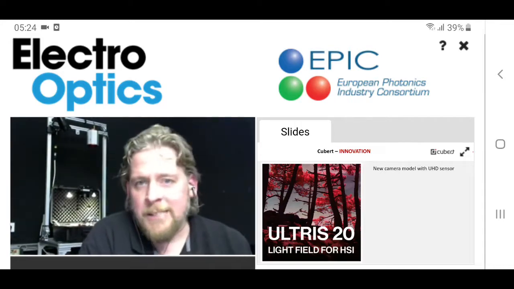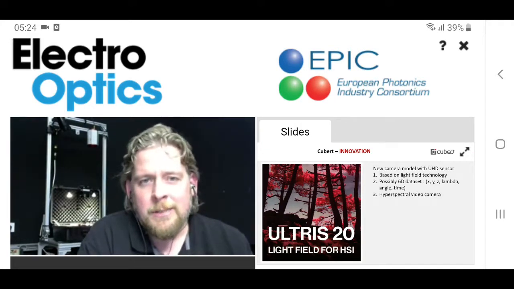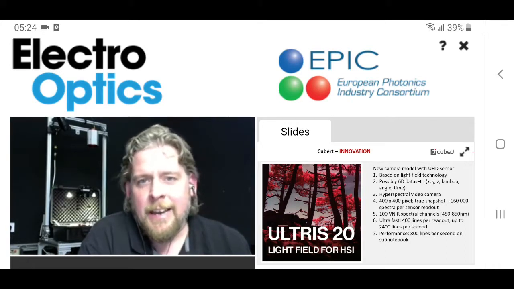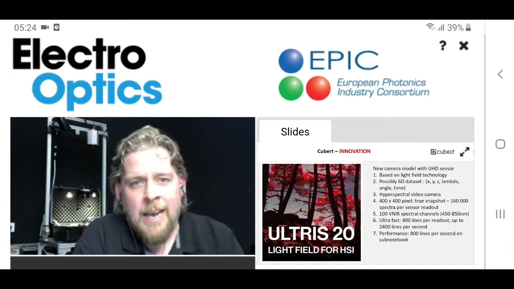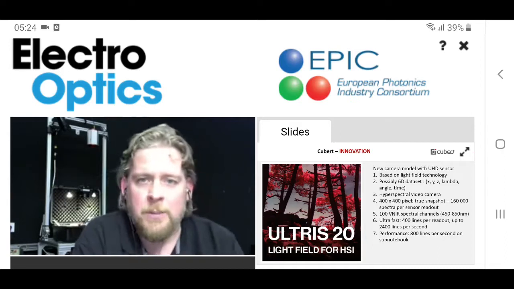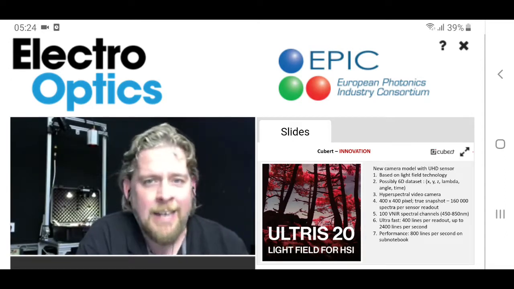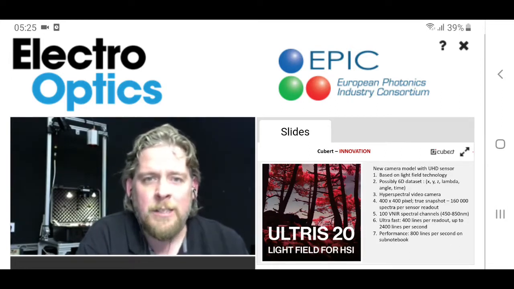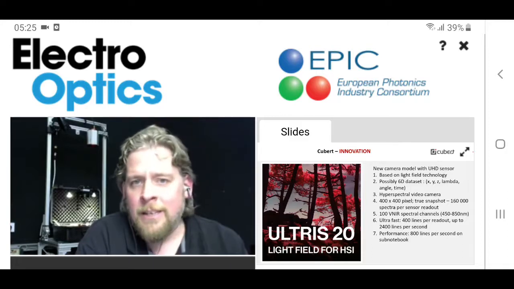That means it's based on light field. So there's a possibility to generate a 6D data set: X, Y, lambda, distance, angle, and time. At the moment, I have to tell you that we are 100% concentrating on X, Y, and lambda, because I think that's the core of every measurement. However, all the other data is already there and will come to its use at a given time.